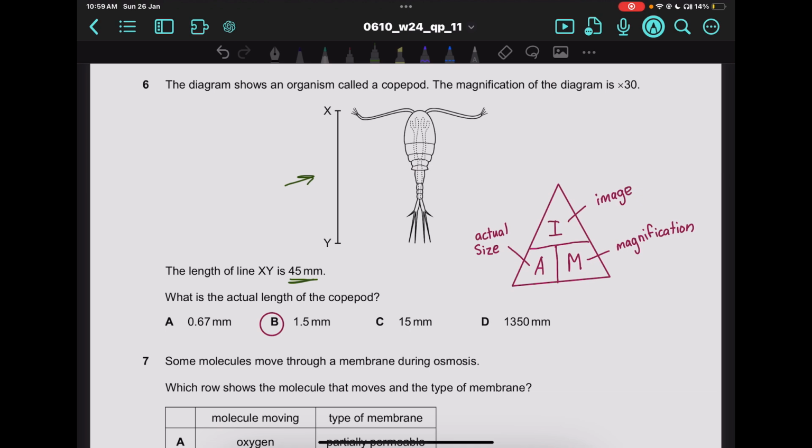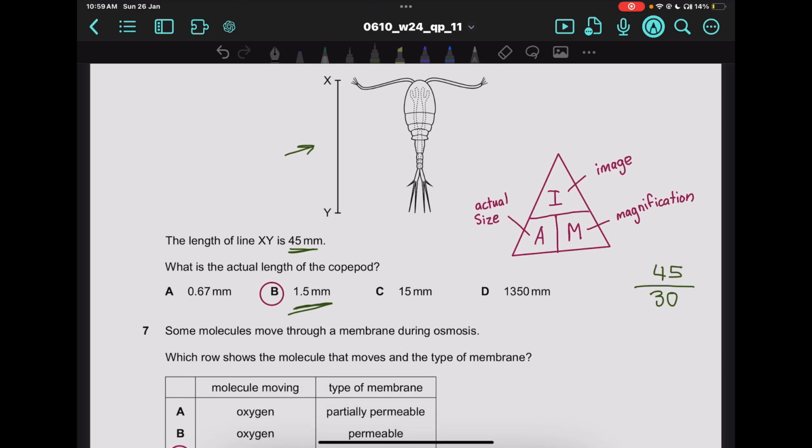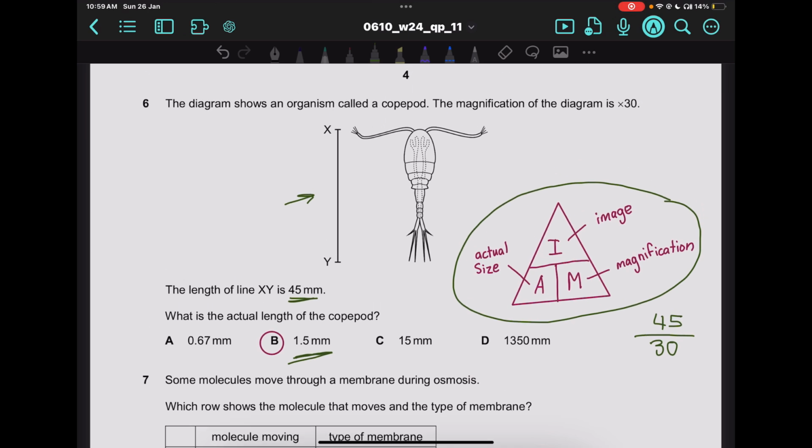So over here I have drawn a little diagram for you guys. It is the I am triangle. They have given us the magnification, which is 30. And they have also provided the length of the line, which is the image. So this is 45. So you're going to divide 45 over 30 on the calculator, and you're going to get 1.5 millimeters, which is our answer. So this is the triangle you guys should be using in any magnification question, whether in paper 2 or even in paper 6. All of the magnification questions, you can use this simple method to solve.